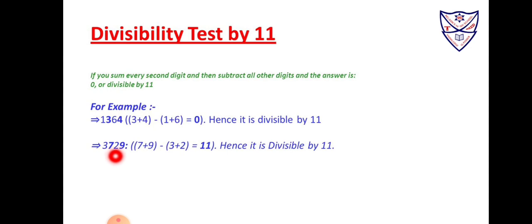3729. So 7 plus 9, and minus 3 plus 2. If we do the subtraction of this, we get the answer 11. Hence it is divisible by 11. Students, here you have to take care that whenever we do the subtraction, we should get either 0 or a multiple of 11, then the number is divisible by 11.